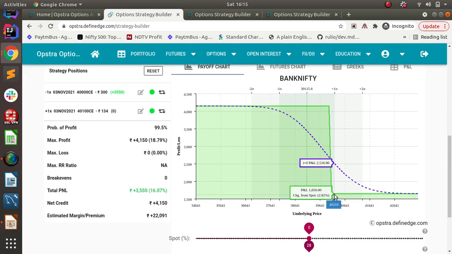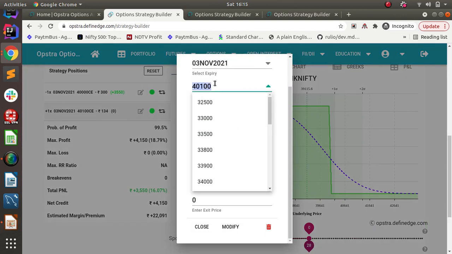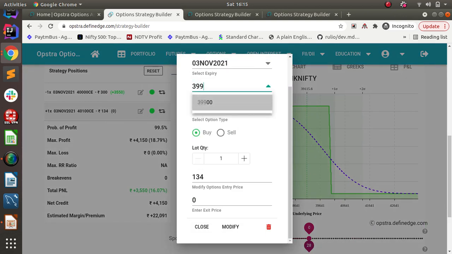You can see here also this converted into a no loss strategy. Instead of 3,500, we are getting more profit. At the same time, even if it comes back, we won't be in loss. At least we'll have some profit. It's nothing but again we converted it into a no loss strategy. So if you are thinking that it may come back and go beyond 40,000, you can do the reverse. Instead of 40,100, try 39,900.